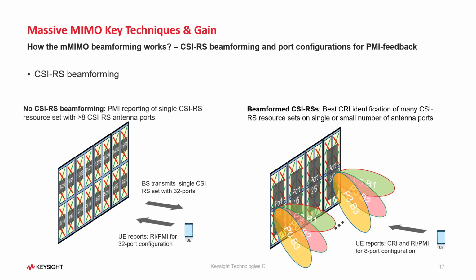So the CSI-RS transmission can be either beamformed or non-beamformed. Here on the left side, we have an example without CSI-RS beamforming, and this obviously enables a high number of CSI-RS antenna ports for the PMI adaptation. In this case, the base station transmits a single CSI-RS set over the 32 antenna ports, and UE reports the rank indicator and PMI for the 32 port configuration. So for example, if the UE has 4 antennas, it will estimate 32 by 4 channel matrix and determine the PMI based on that.